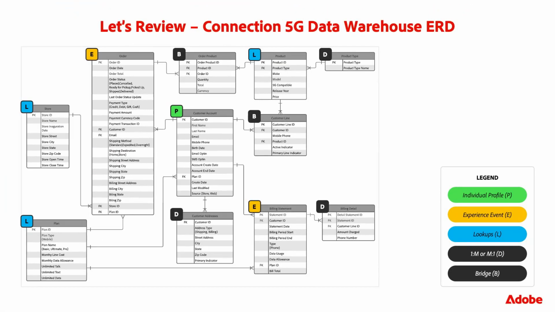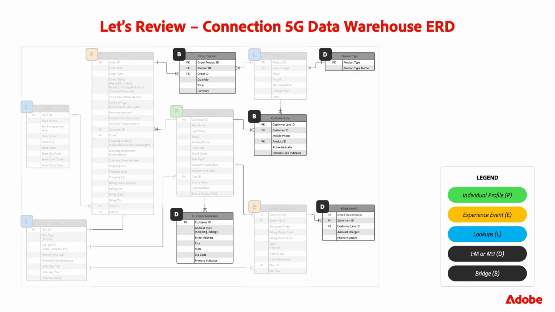So looking at the Connection 5G Data Warehouse ERD, you should now at this point see that every table is labeled with either a B or a D. Let's start with the D's first. Customer addresses is labeled as a D as it's a one-to-many relationship related to the customer account. Therefore, it is labeled with a D.